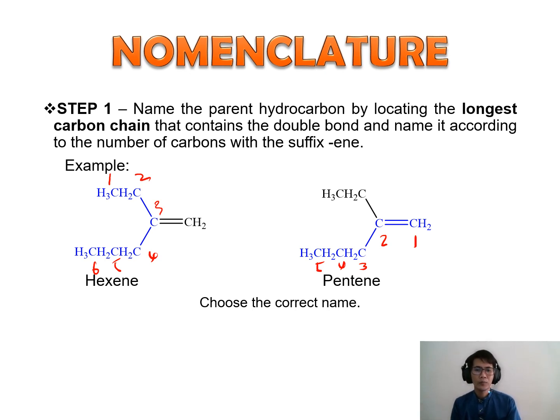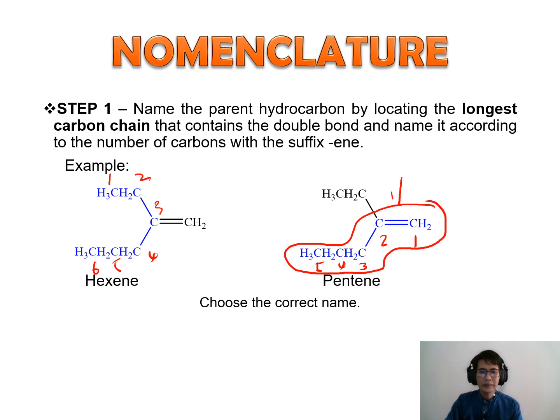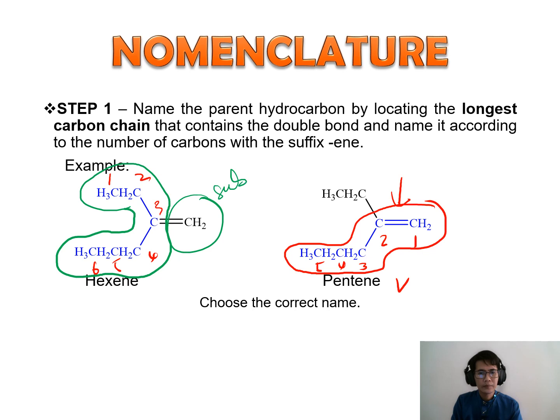Actually, you can number both. But if you consider this one, the longest carbon chain containing the double bond, the name is pentene. If you consider this one, the longest carbon chain does not contain the double bond. The double bond is just a substituent, so this cannot be hexene. It should be hexane. Hexane is correct. So the answer is pentene.